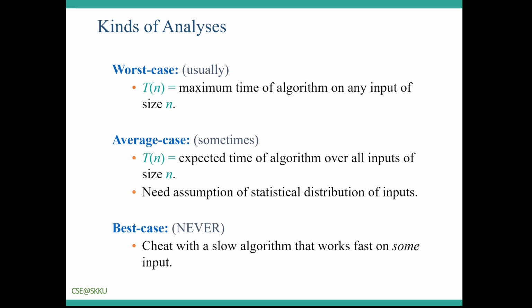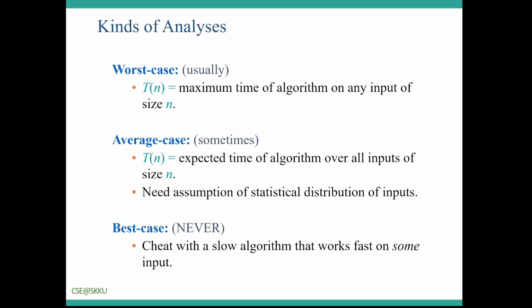First, the worst case. This explains the upper bound of running time. This tells us the maximum time the algorithm can take for any input of size n. It is the most common kind of analysis because it gives us a reliable upper bound.